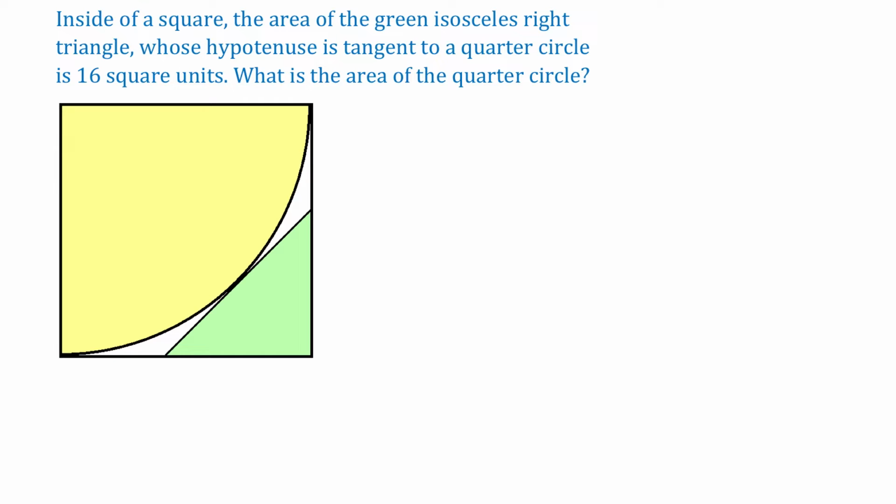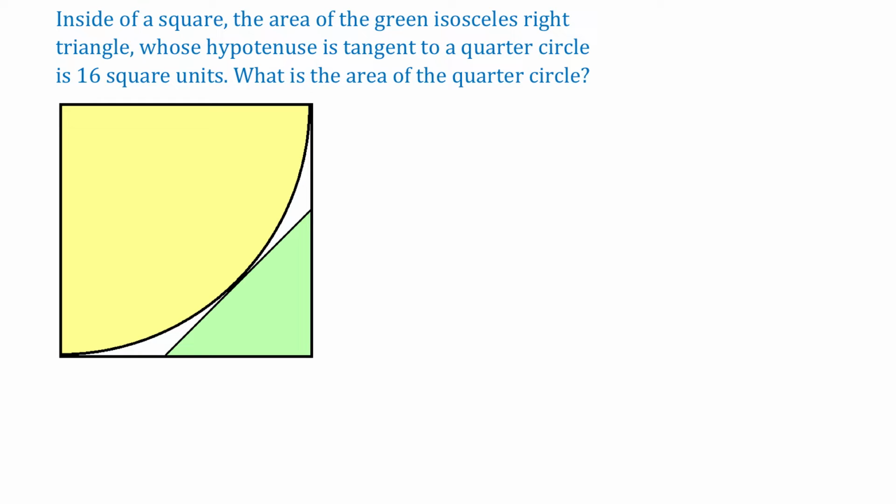Hello, in this figure we have a square and inside we have an isosceles right triangle whose hypotenuse is tangent to a quarter circle. In this triangle, this is the right angle and each of these angles measure 45 degrees. If the area of this triangle is 16 square units, then what is the area of the quarter circle? So let's see how we can solve this problem.